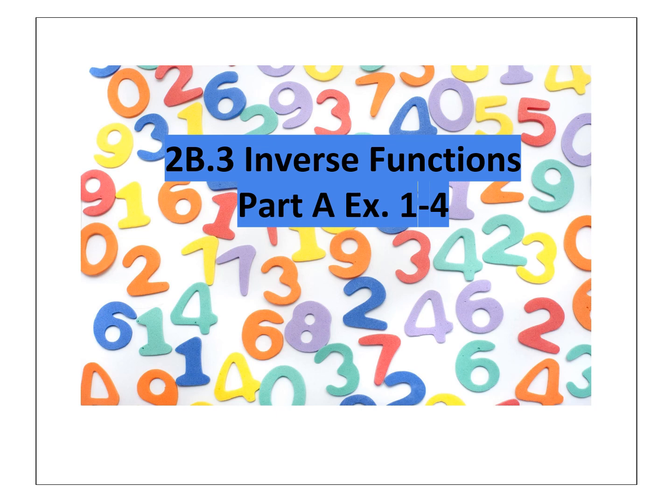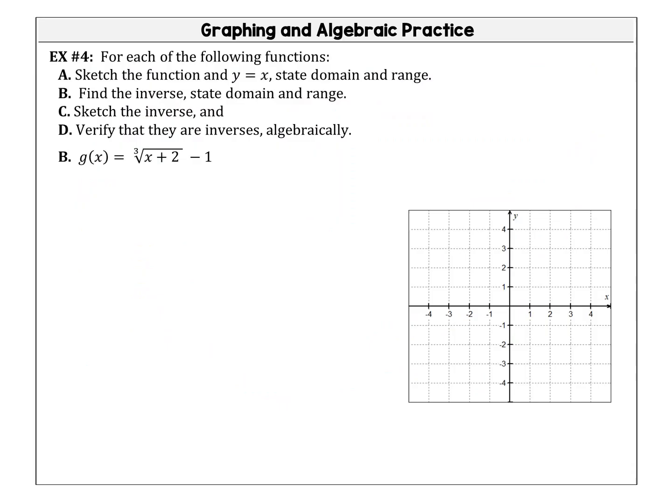Okay, sorry. In class, we weren't able to finish example 4, so we're going to finish example 4 of 2B.3 part A. On example 4, we were sketching out our function and the y equals x line and staying in the domain. So I'm going to sketch out my y equals x, which is the invisible line of symmetry that I want to create. Okay, that's in there. And now we're going to sketch out the function and state the domain and range.